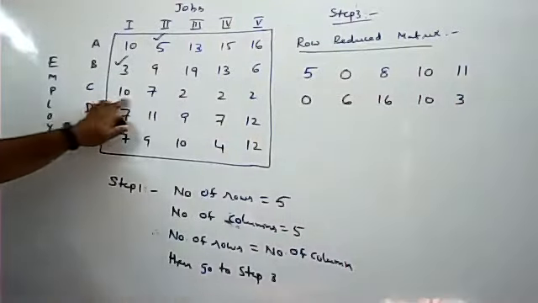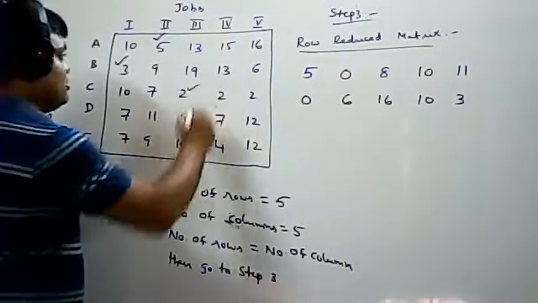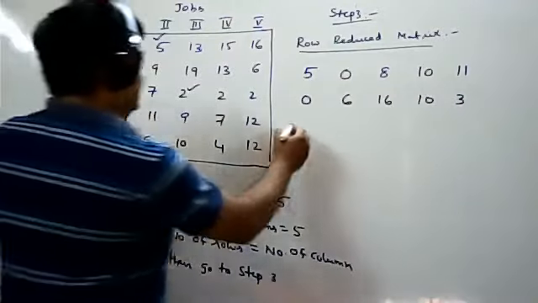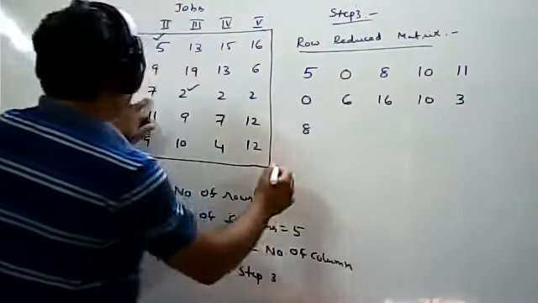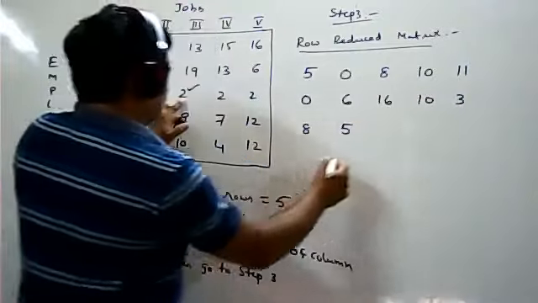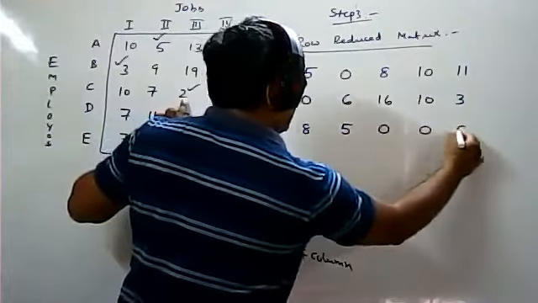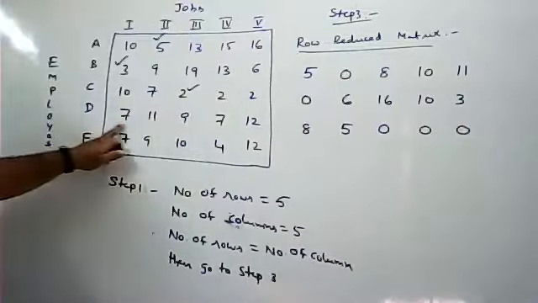Next, third row, smallest element. What is the smallest element? 2. It should be subtracted from each and every element. 10 minus 2 is 8. 7 minus 2 is 5. 2 minus 2 is 0. 2 minus 2 is 0. 2 minus 2 is 0.